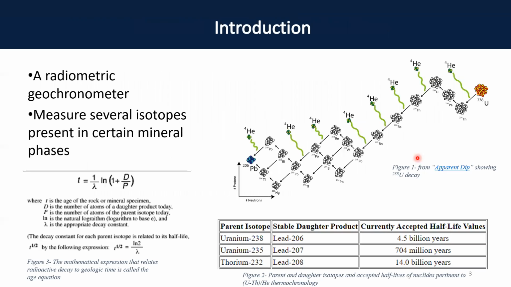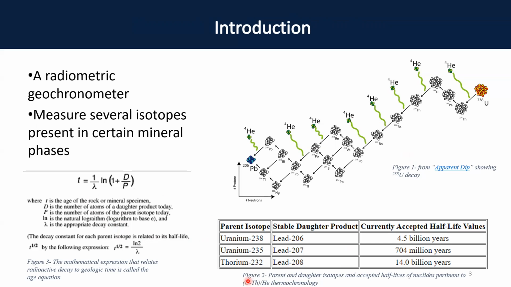So, an introduction: what is this? This is a radiometric chronometer. Basically, you measure several isotopes that are present in certain mineral phases. This is based on the radioactive decay of uranium, thorium, and its daughter product, helium. Essentially, we know these systems very well. We know how to calculate what they represent, as shown in figures 1, 2, and 3 here.